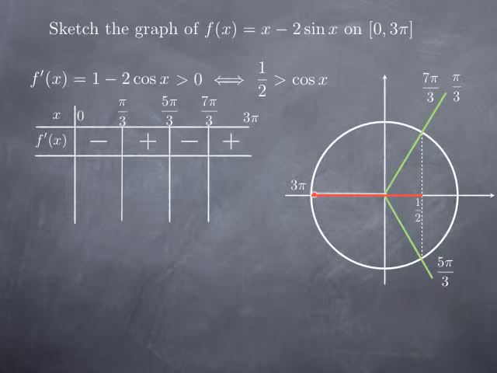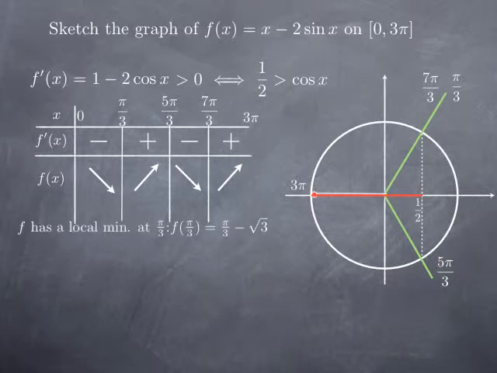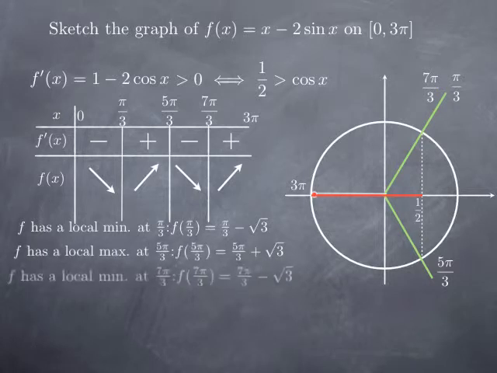In terms of intervals of increase and decrease, that means that the function is decreasing from 0 to pi over 3, and again from 5 pi over 3 to 7 pi over 3, and is increasing from pi over 3 to 5 pi over 3, and again increasing from 7 pi over 3 to 3 pi. That gives us a local minimum at pi over 3, a local maximum at 5 pi over 3, and a second local minimum at 7 pi over 3.